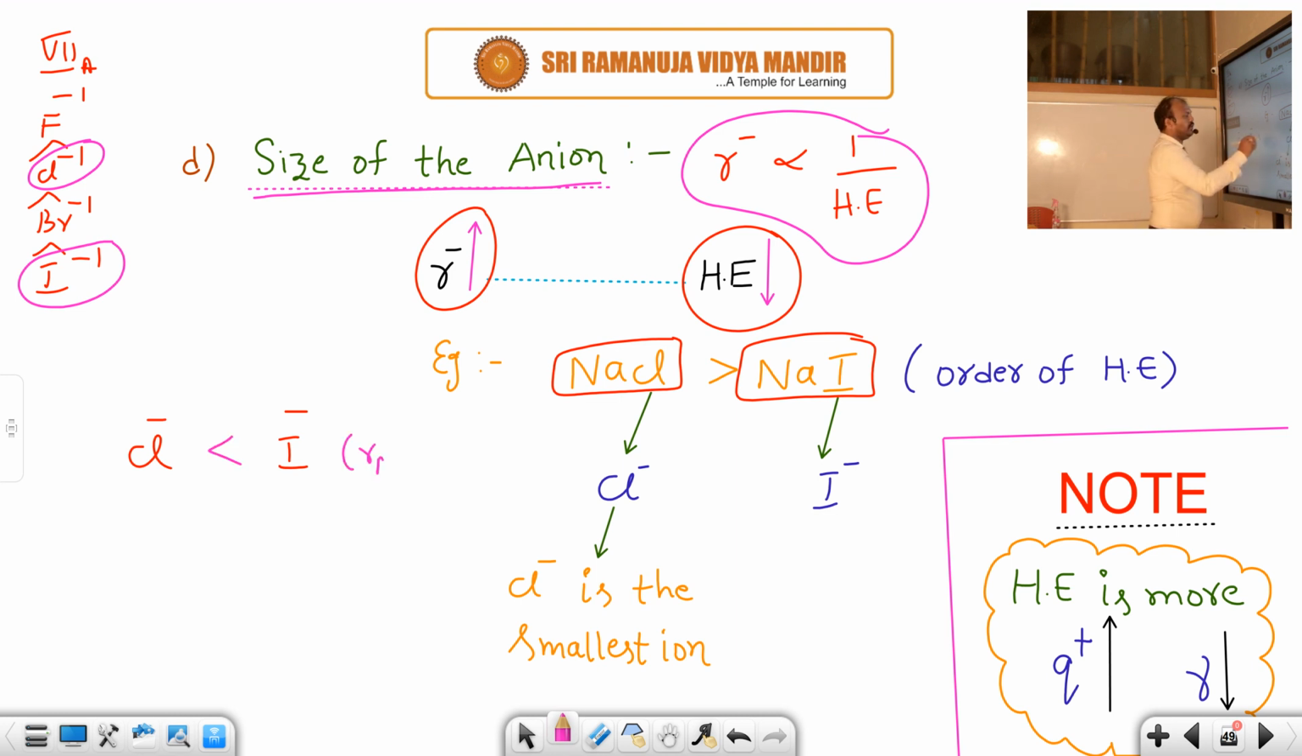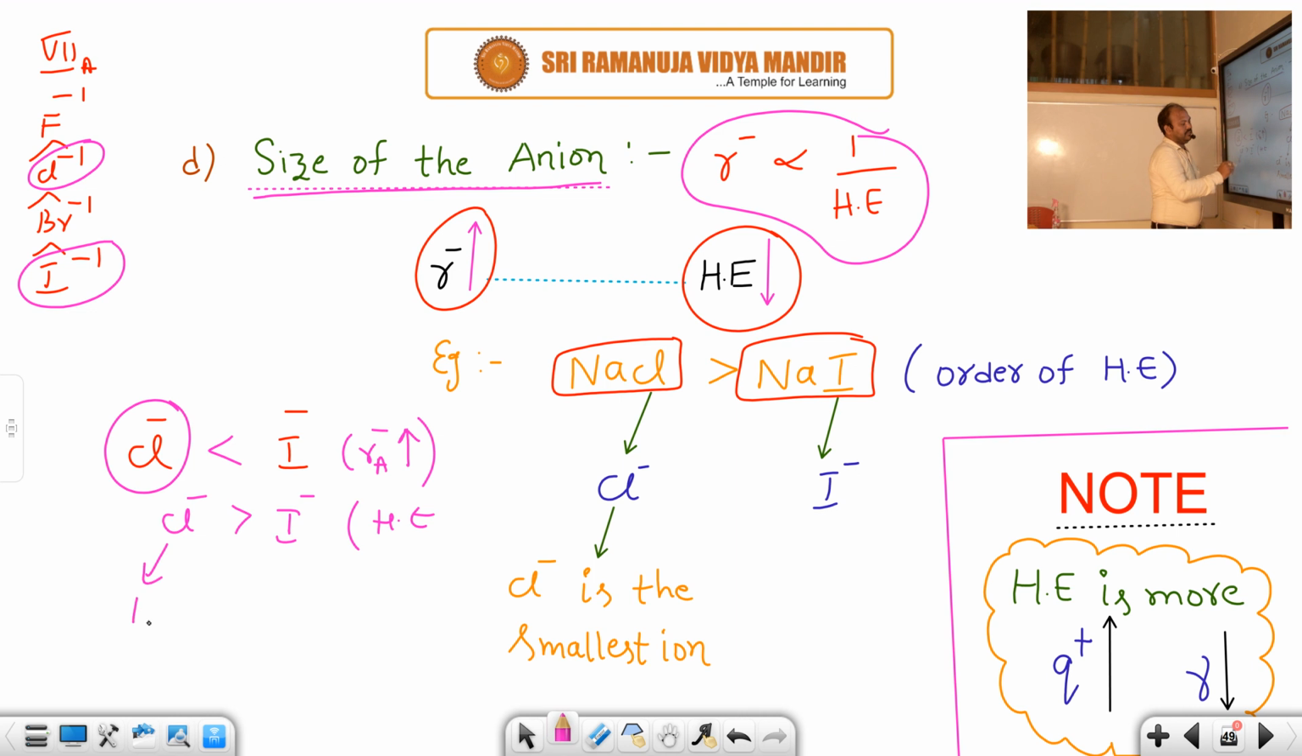So the radius of the anion, where is it more? Iodine. The radius of the anion increases, hydration energy decreases. So the anion size is more for the iodide ion, that's why it has less hydration energy. Which is the small size ion? Cl minus. Ion size decreases, hydration energy increases.